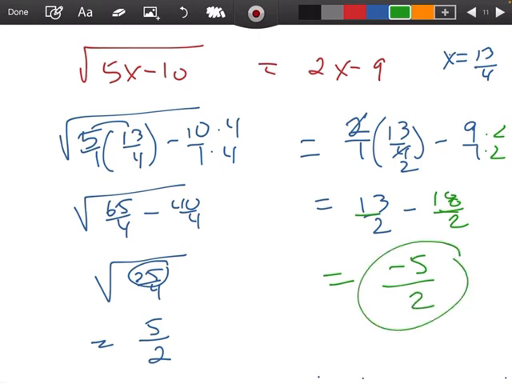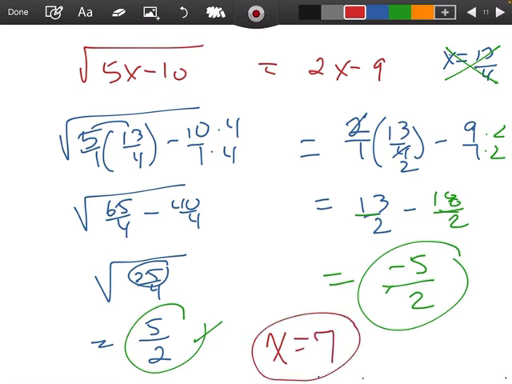And look at my answers here. They're not exactly the same, right? This one is positive, this one is negative. That answer does not check out. So the only answer I have is x is equal to 7, okay? We do got to check both answers, y'all, because we never really know if they're going to work out or not, okay?